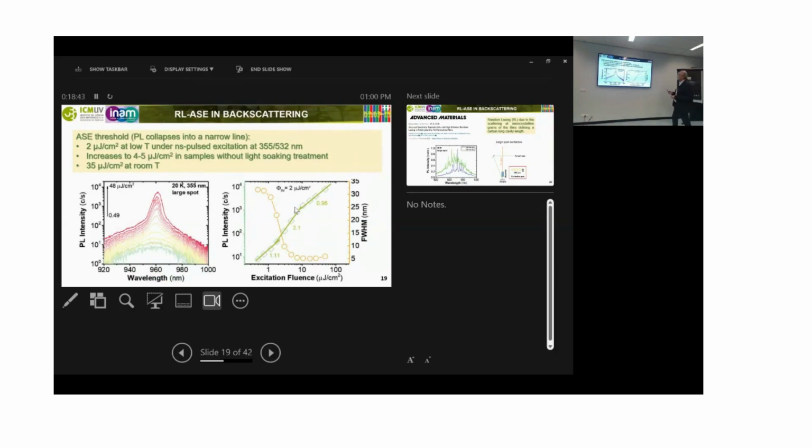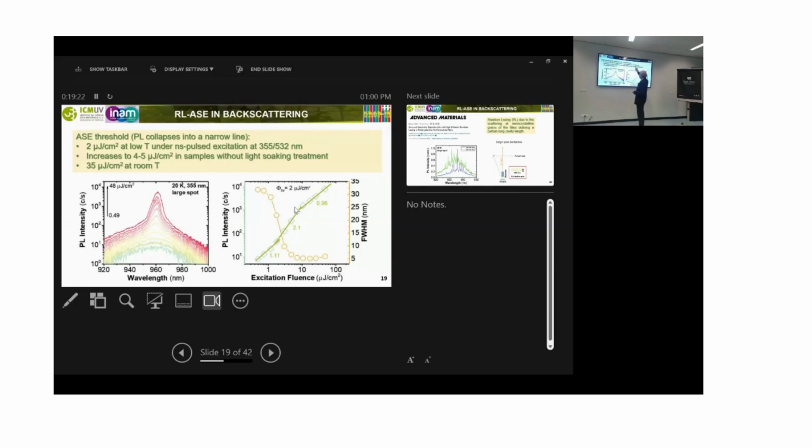The number that I think is among the best measured in this material is around 2 microjoules per centimeter squared, the threshold that is shown here. See the threshold from this is a linear variation, and then here appears the stimulated emission, and then we enter into the regime of amplification of the photonic emission. The threshold is very low.